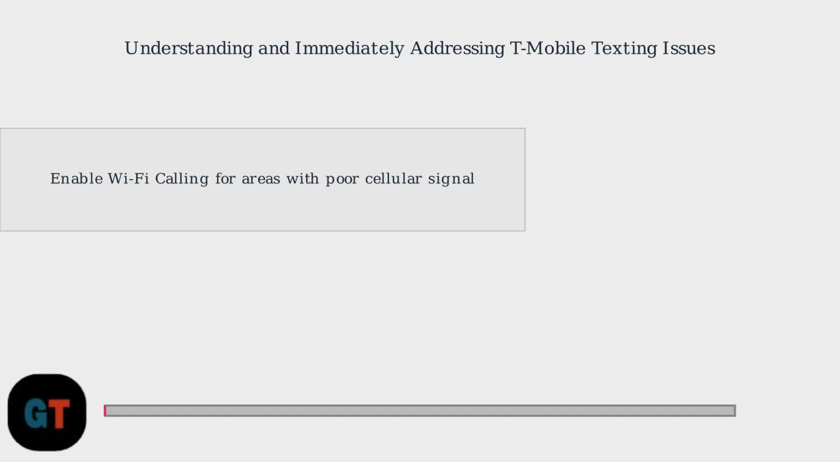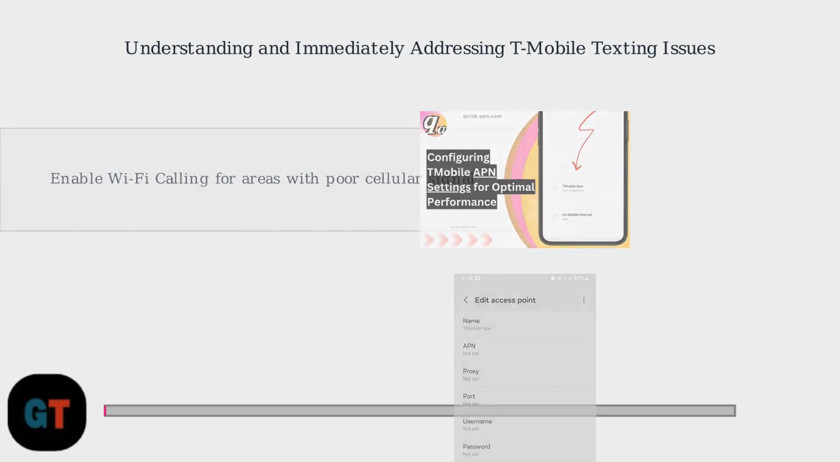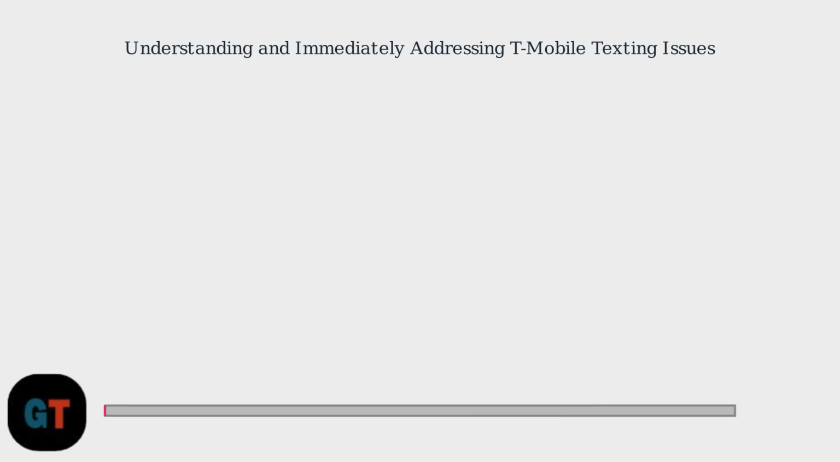Then, ensure Wi-Fi calling is enabled if you're in an area with poor cellular coverage. This allows your texts to route through Wi-Fi for better reliability. Check your phone's APN settings. For T-Mobile, the correct APN should be fast.tmobile.com. Incorrect settings can block MMS delivery or cause SMS delays.